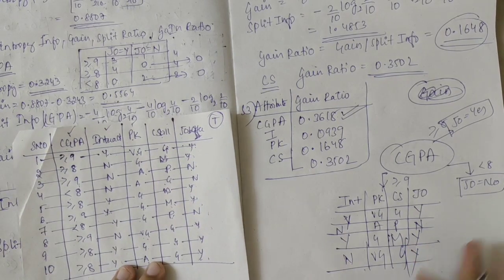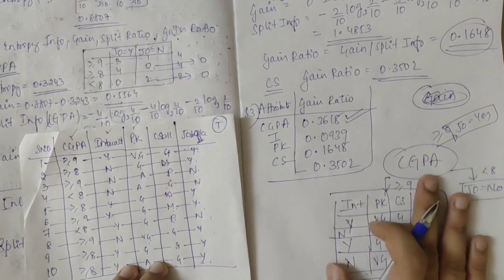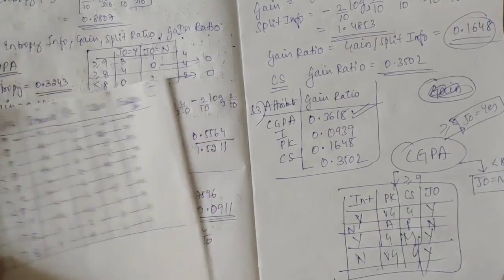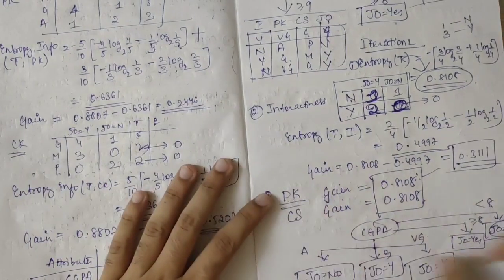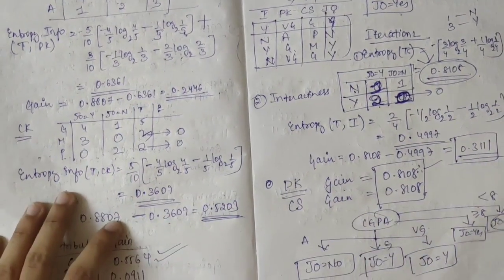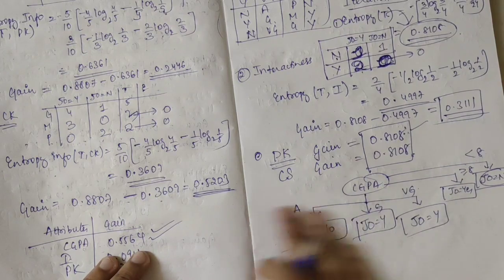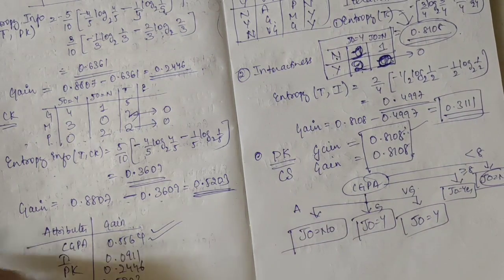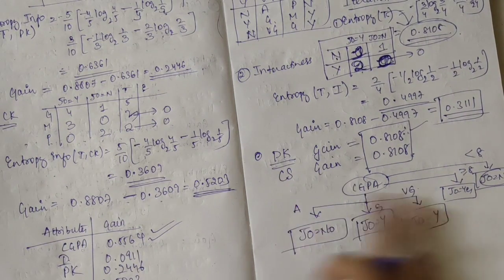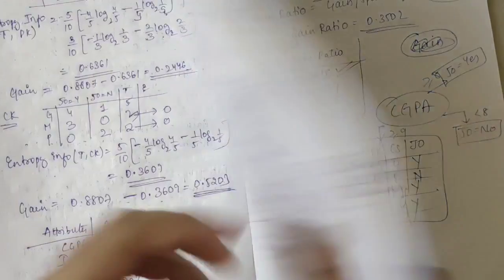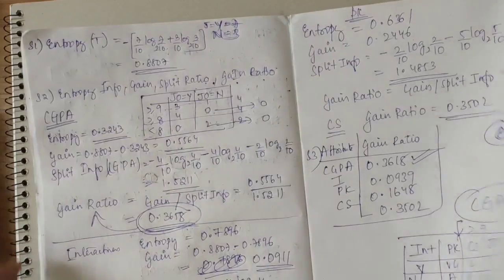So the next step would be to further split this and perform the same operation. The output would be the same. We would get the final output as this only. So the final decision tree would be the same. So this is the output which we would get.